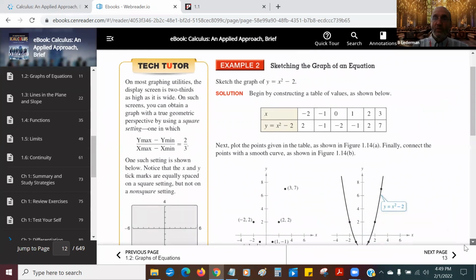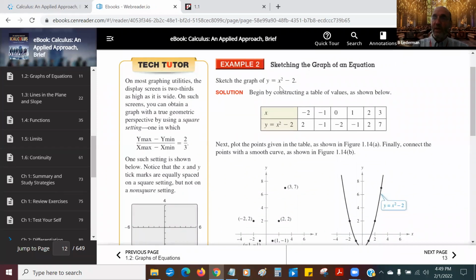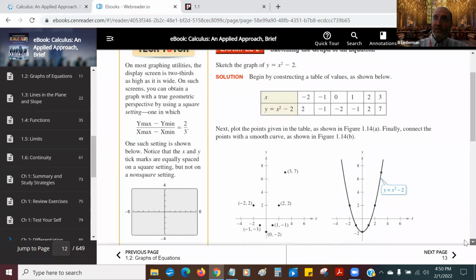And now we go to another equation, y equals x squared minus 2. Now, some of you geniuses probably know this is a parabola. But again, you plot points. If x is negative 2, then I get 4 minus 2, which is 2. If x is negative 1, I get 1 minus 2, which is negative 1. If x is 0, I get negative 2, and so on and so forth.